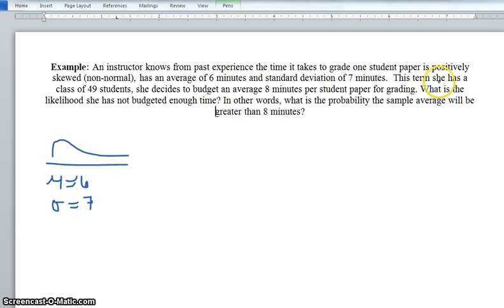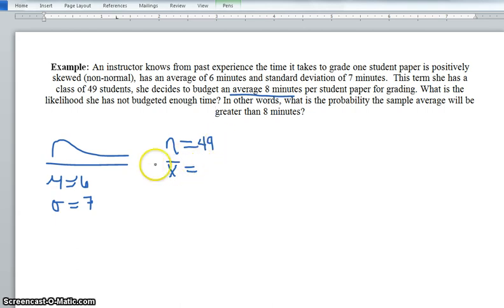This term, she has a class of 49 students. She decides to budget an average of 8 minutes per student paper for grading. What is the likelihood she has not budgeted enough time? Well, given this is now talking about a smaller sample size, so this is talking about n equal to 49, that's 49 students, and it's talking about a sample average, so the average of 8 minutes per student per paper for grading, we're going to then know that this is now going to be a central limit theorem type problem.